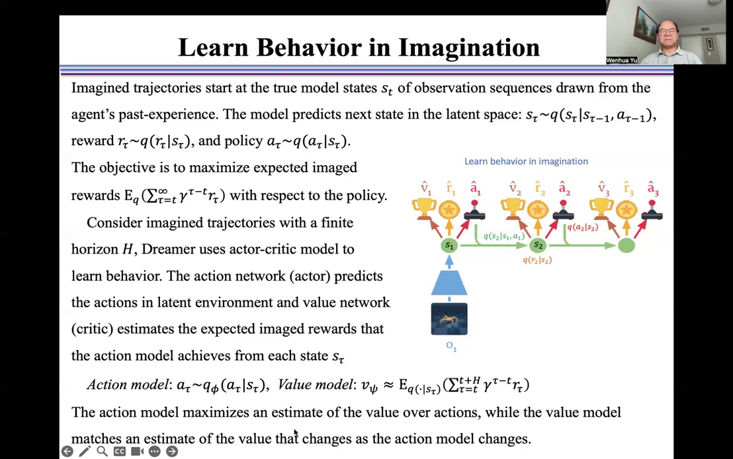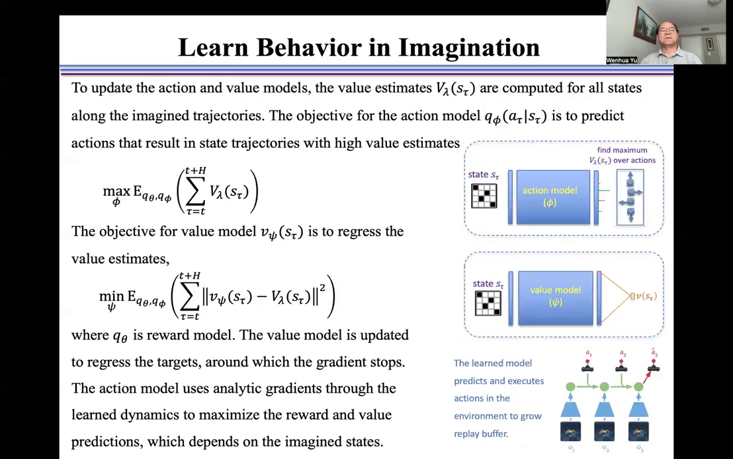The action model maximizes the estimate of the value over actions, while the value model matches the estimate of the value that changes as the action model changes. To update the action and value models, the value estimates V_lambda are computed for all states along the imagined trajectories. The objective for the action model q_phi is to predict the actions that result in state trajectories with high value estimates, as shown here and in this figure.